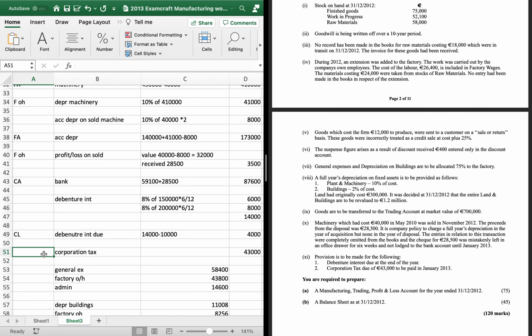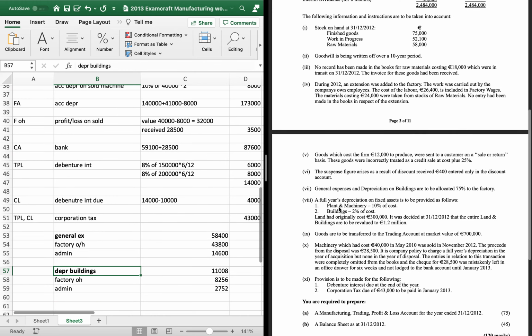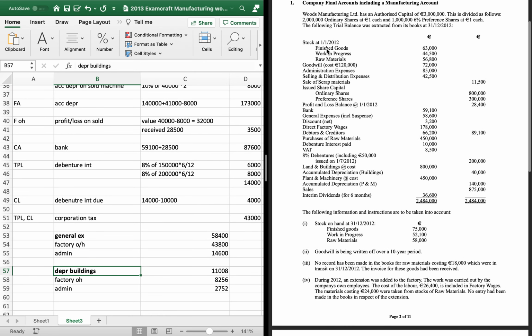Corporation tax has a spot in the trading as well. It's both the trading profit and loss account, and it's also then a current liability because it's due. And then your general expenses, some of it is factory overhead, some is admin, and the same with the depreciation. So everything left then, so your opening stocks, finished goods in the trading account and the other two into the manufacturing. Goodwill we've done, admin goes in admin, selling goes in selling. Sale of scrap material, that's taken away in your manufacturing account.